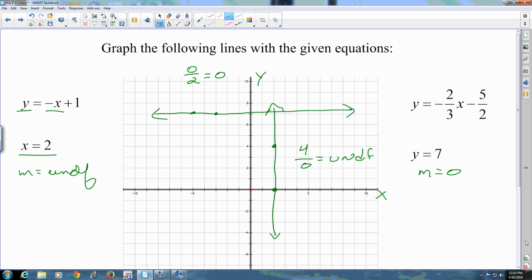All right? So always start by graphing your y-intercept if you have one, then do your slope. If you don't have a y-intercept, and it's like this, that's your x-intercept. So you go to your x-axis and do it. So y-intercept, then slope.